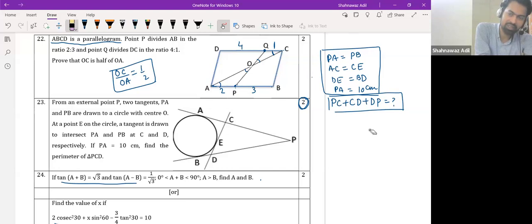Rizwan is not coming. Talha is also not. Talha had this exam today, right? Math exam. So Talha, Rizwan, Shoaib is also not coming.